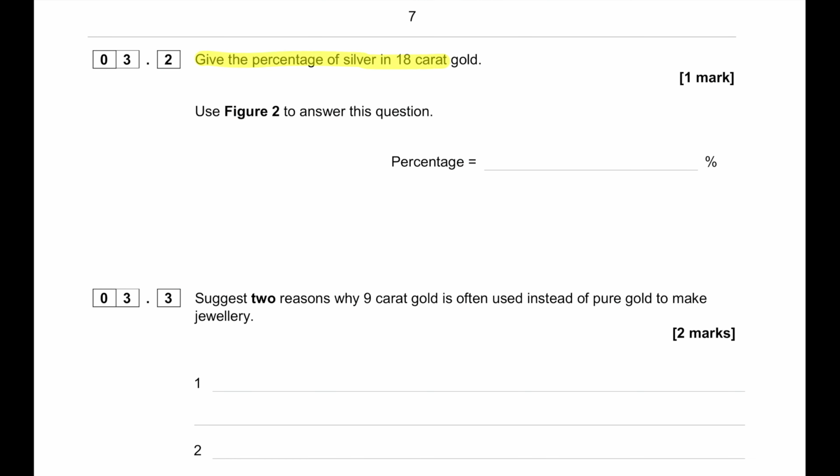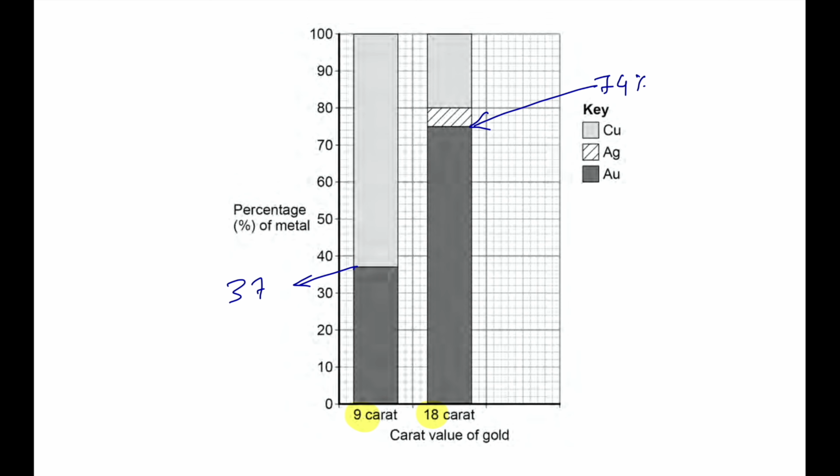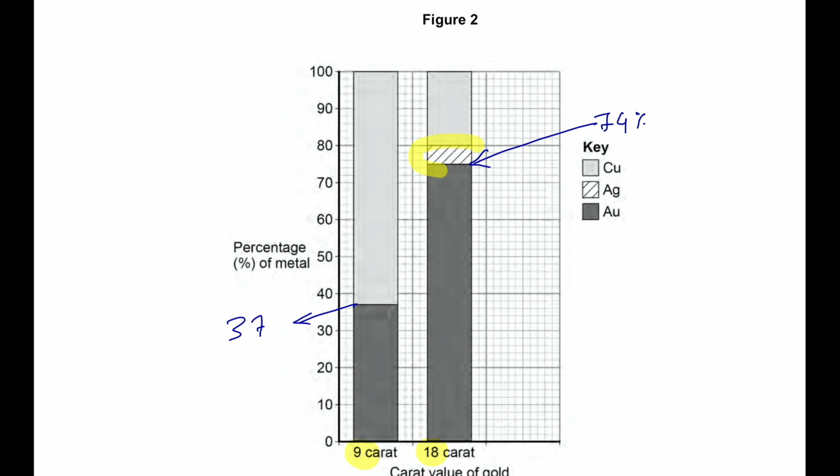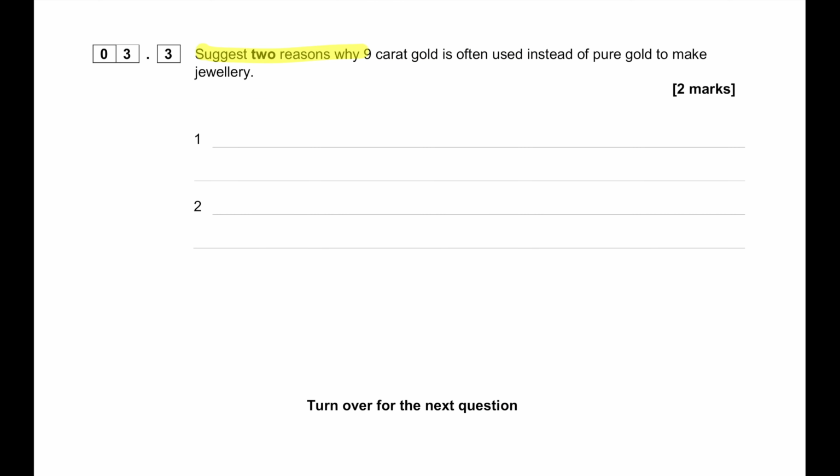Give the percentage of silver in 18 carat gold. Use figure 2 to answer this question. So 18 carat gold, let's see, silver is represented by this middle portion. So we can see it represents 3 boxes. That means 6%. Suggest 2 reasons why 9 carat gold is often used instead of pure gold to make jewelry. The cost for 9 carat is much cheaper, and pure gold, which would be 24 carat gold, would be much softer and therefore it will easily bend.